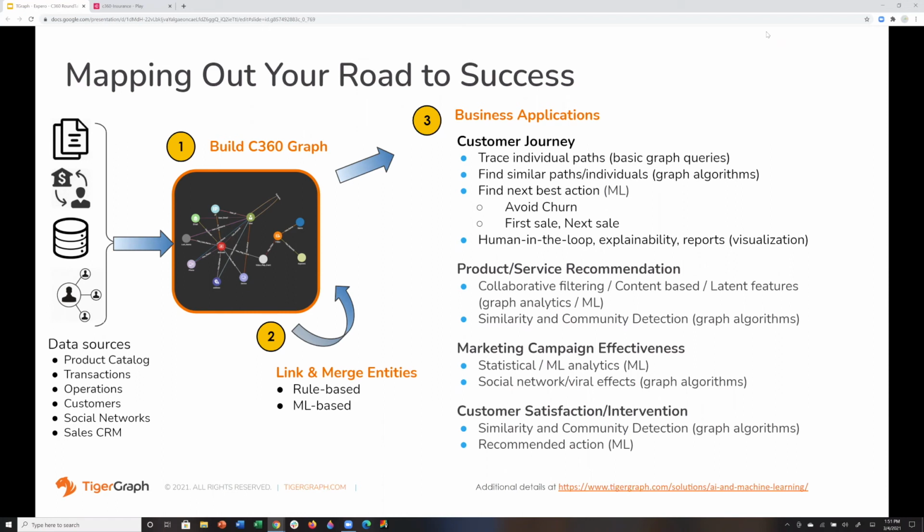And then the whole world opens to you. We talked about some of these business applications: customer journey, product and service recommendation, marketing campaign effectiveness, customer satisfaction or intervention. All of these are enabled by just having that graph and establishing your analytical capabilities. So you can start with just one particular case and then build on.